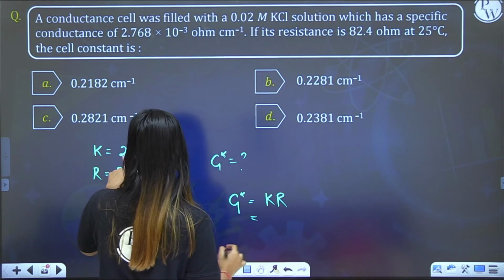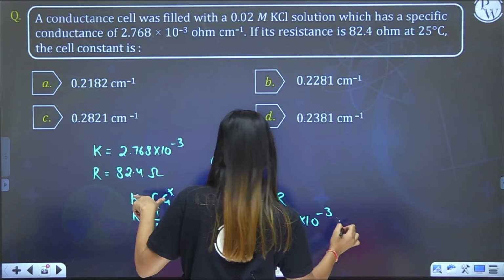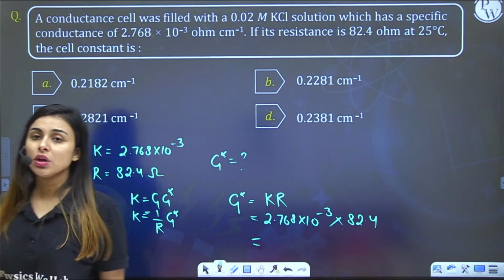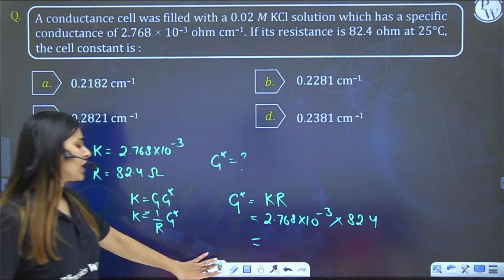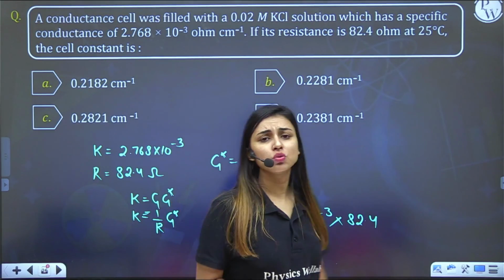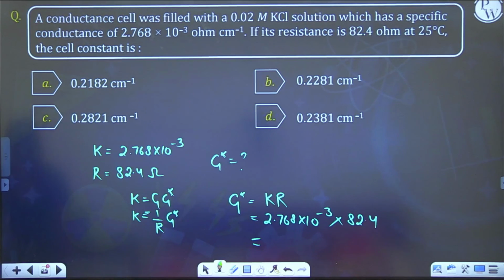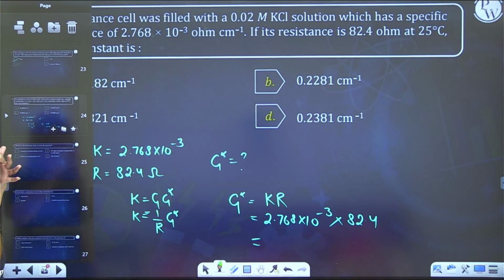What is K value? 2.768 into 10 raised to the power minus 3. What is the resistance? 82.4. Just multiply it and you will get your value G star. Right? I hope you're clear with this. Such easy questions are asked and you just have to use the formulas. Just pause the video, write it, and then we'll move forward. Okay. I hope you're clear with this. Can we move forward to the next question?